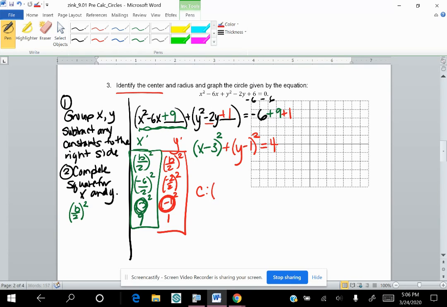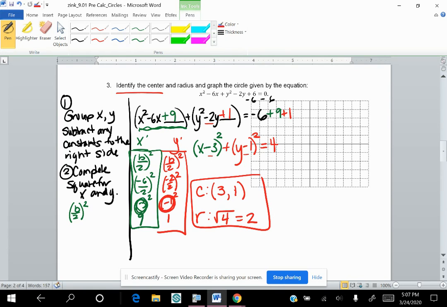So to find the center, you want to take the opposite signs, remember? It's like your parent functions when you shift. So inside the parenthesis, it's the opposite of what you think. So we'd go right 3, up 1. And that's our center, and then the radius is going to be the square root of what it's equal to. So the square root of 4 is 2.